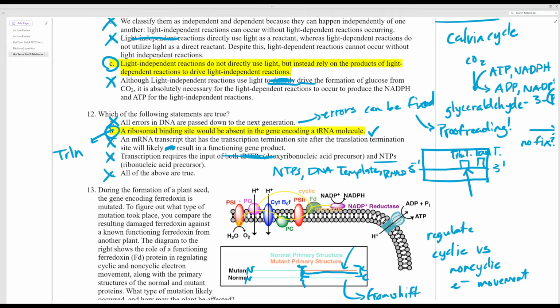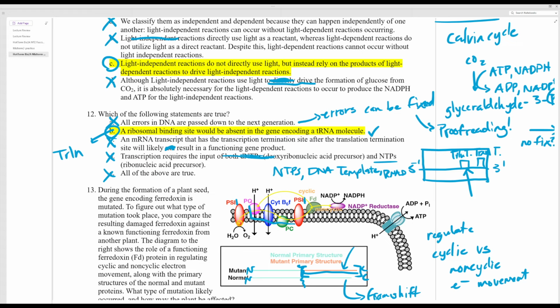This is mislabeled. I just realized that. That should be photosystem 2. That should be photosystem 1. Whoopsies. That's embarrassing. Oh, well. Anyways.